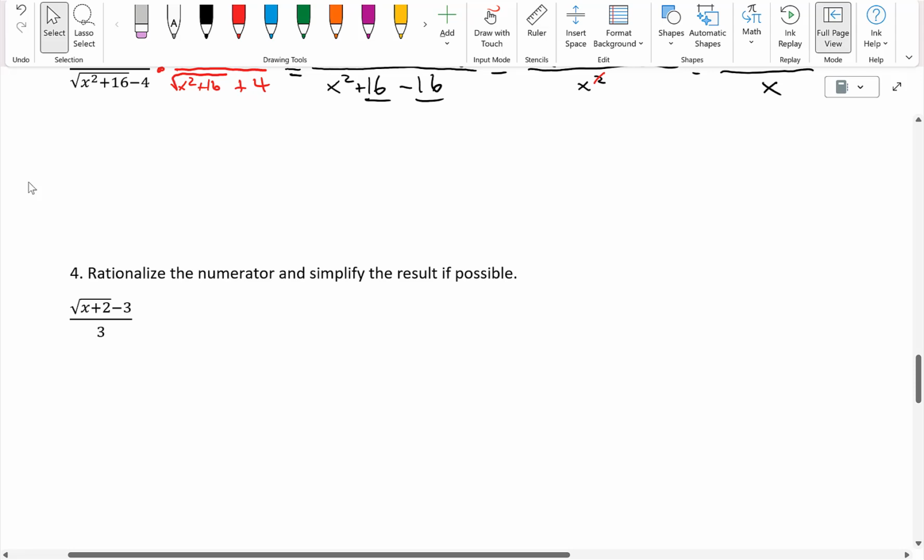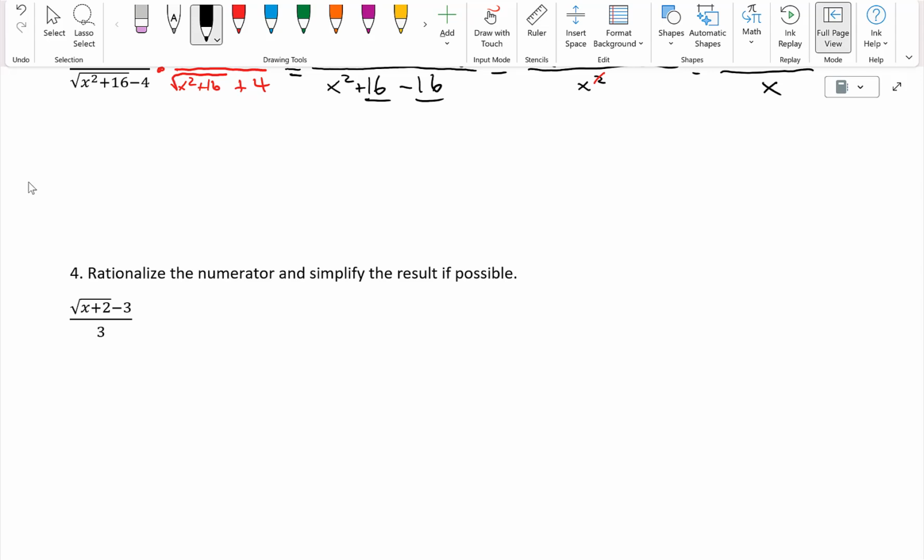For 4, we're going to rationalize the numerator. This is what we'll see more often in calc, and then simplify if possible. So we've got the square root of x plus 2 minus 3 all over 3. We are going to multiply by the conjugate, in this case, the square root of x plus 2 plus 3. And we'll have to do the same thing in the denominator, again to multiply by 1, to keep the value the same, even though it's going to look different. In the numerator, we get that difference of squares, so the x plus 2 under the radical, when we square it, we just get the x plus 2 out, and then minus 3 squared is a minus 9.